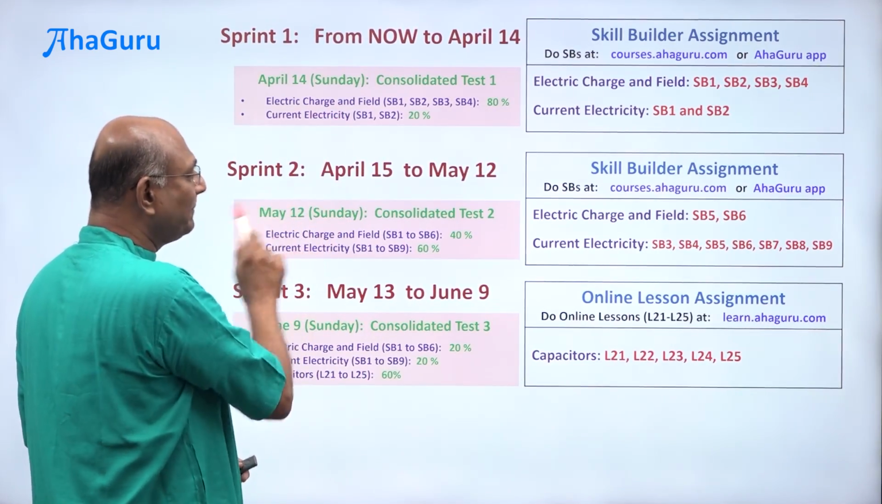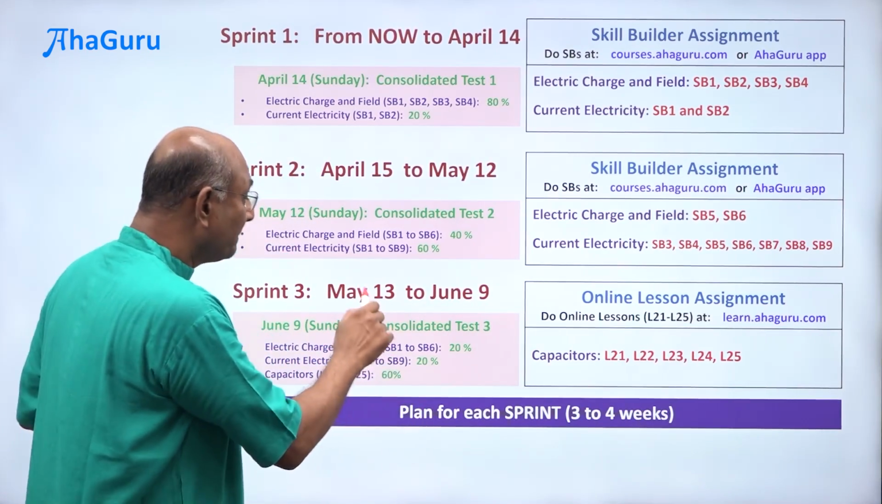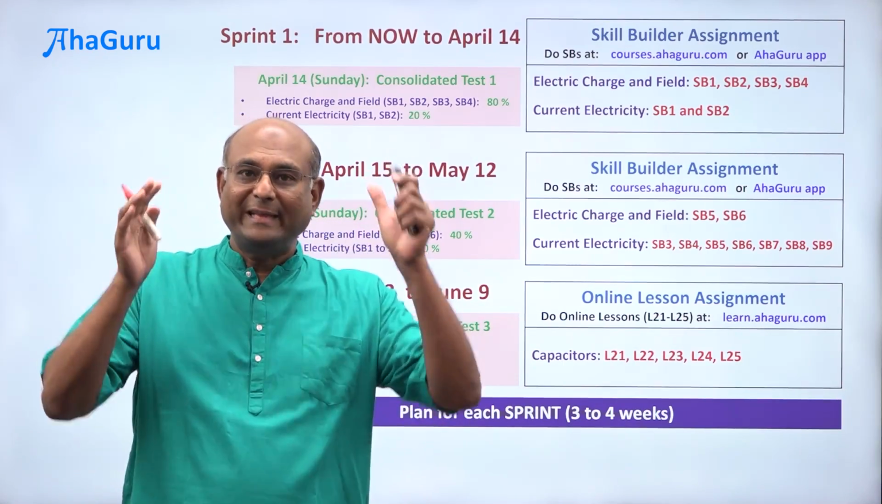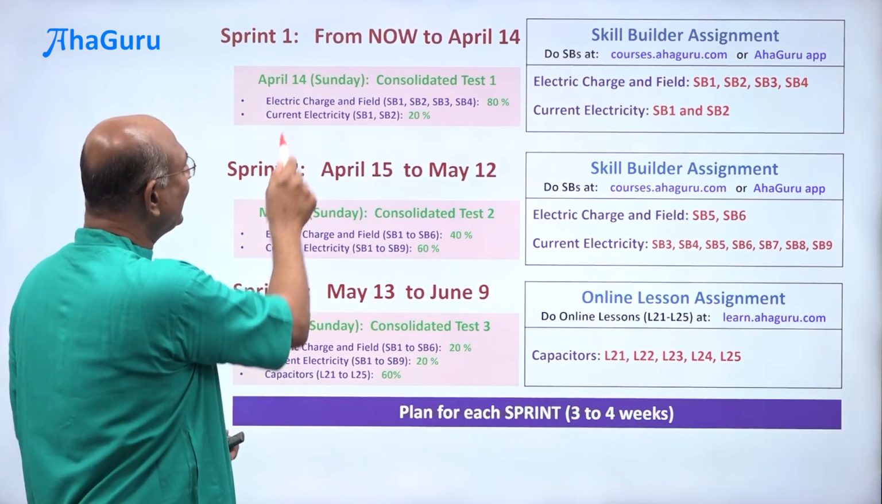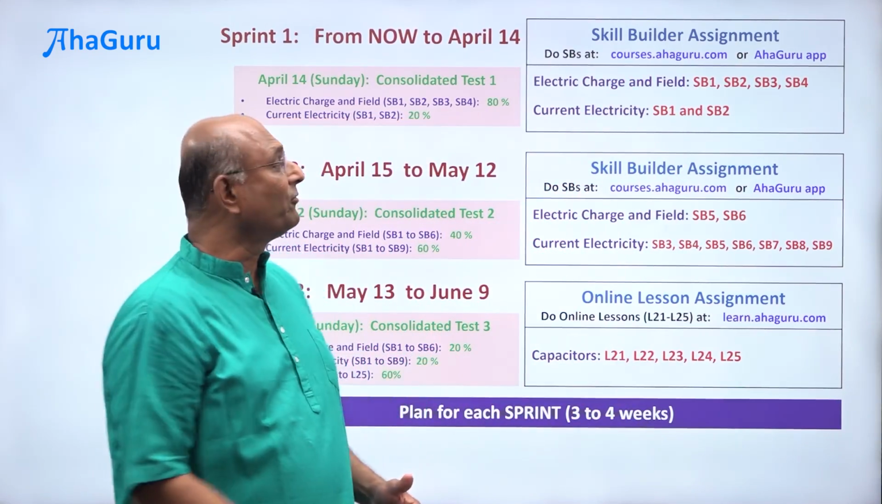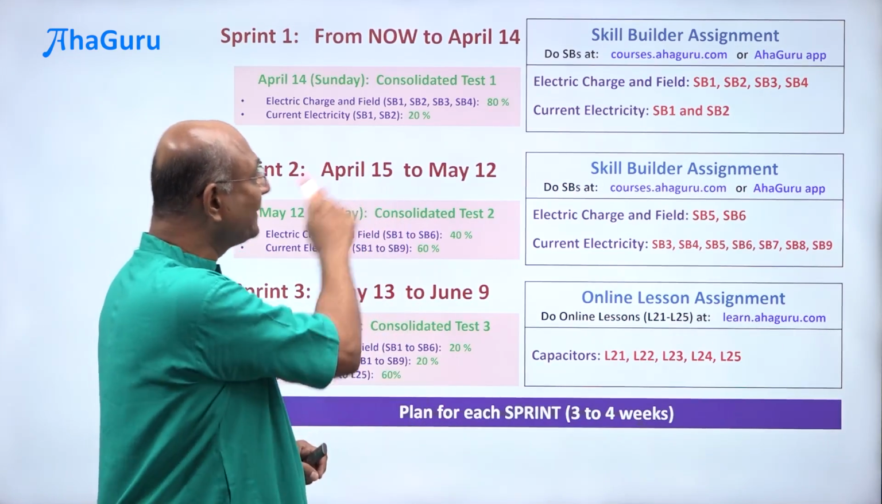So each sprint will be about 3 weeks to 4 weeks. Please make your plan around a sprint. You say, okay, these 3 weeks, because the sprint will end with a consolidated test. It has a bunch of lessons to be completed. Some of you may go faster, some of you may go slower, but you make your plan according to the sprint.